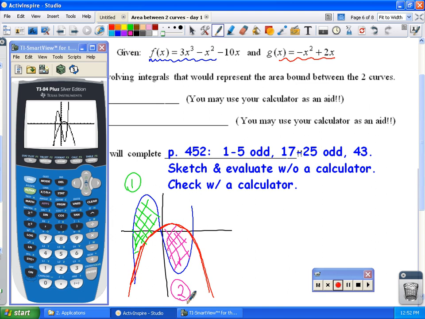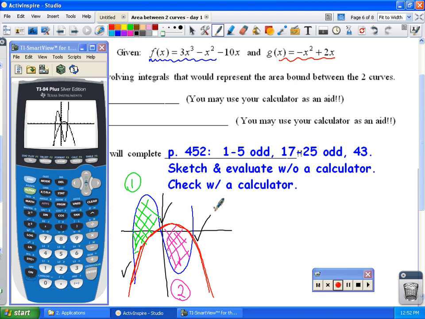Notice that in region number 1 the blue curve is on top, and that in region number 2 the red curve is on top. That's going to be very important when I set up my integrals. Also notice that there are 3 points of intersection. There's point of intersection number 1 down here, point of intersection number 2 over here, and point of intersection number 3 over here.